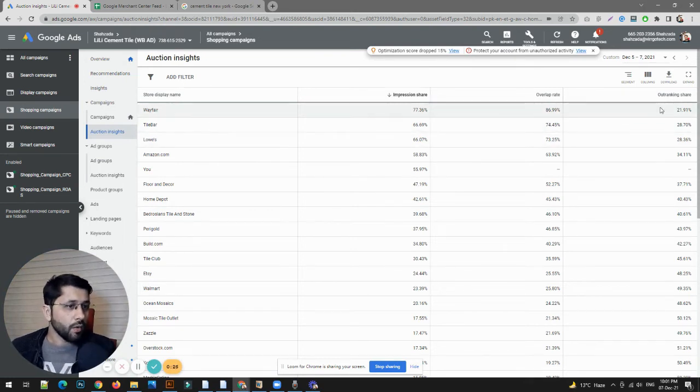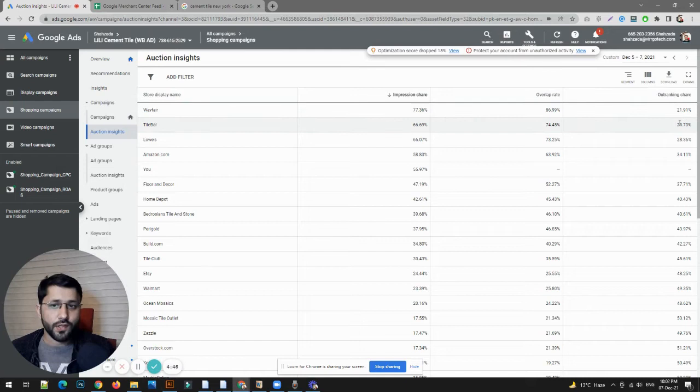Then we have outranking share. So the outranking share is basically the percentage of times that our ad is outranking the competitor's ad, right? So we want this percentage as high as possible, right? If it's low, that means it's not good. For example, in the case of Wayfair, it's just 21%. That means 70% of the times the competitor is outranking us. So that's not good. So we want this percentage to be as high as possible.